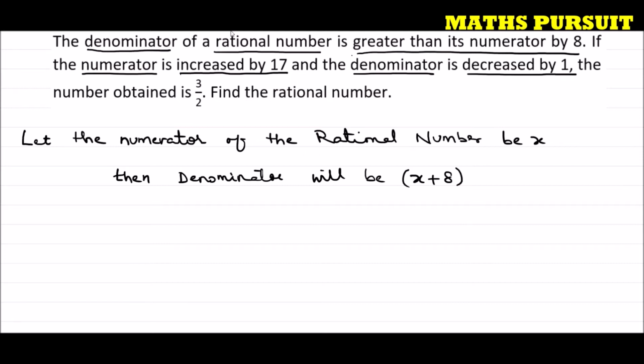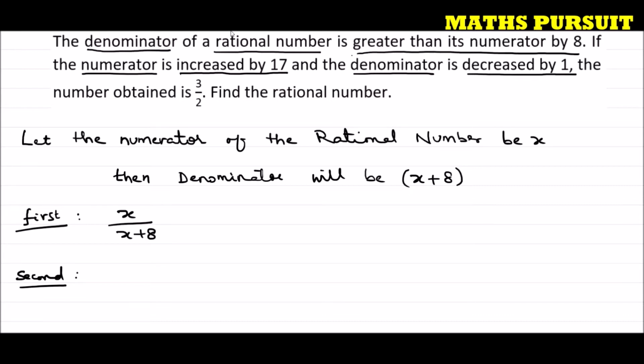Now if you look here, as a first part of the question, what we got? We got x divided by x plus 8, because x is the numerator and x plus 8 is the denominator. Now guys, let us find out the second part of the question. The second part is telling us that if the numerator is increased by 17 and the denominator is decreased by 1, the number obtained is 3 upon 2.